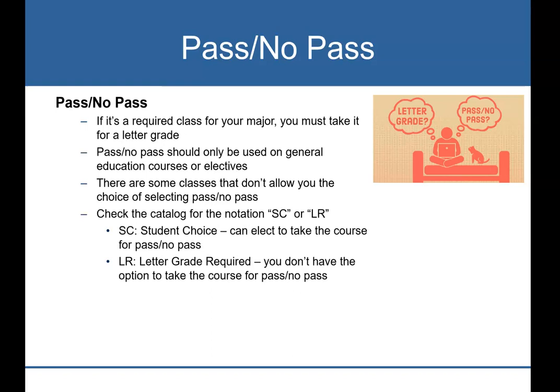So in the student catalog, you'll see the notations of SC or LR, and I'll show you what that looks like. SC means it's the student's choice, meaning you can elect to take the course for pass, no pass. If it says LR, that means a letter grade is required and you don't have the option.